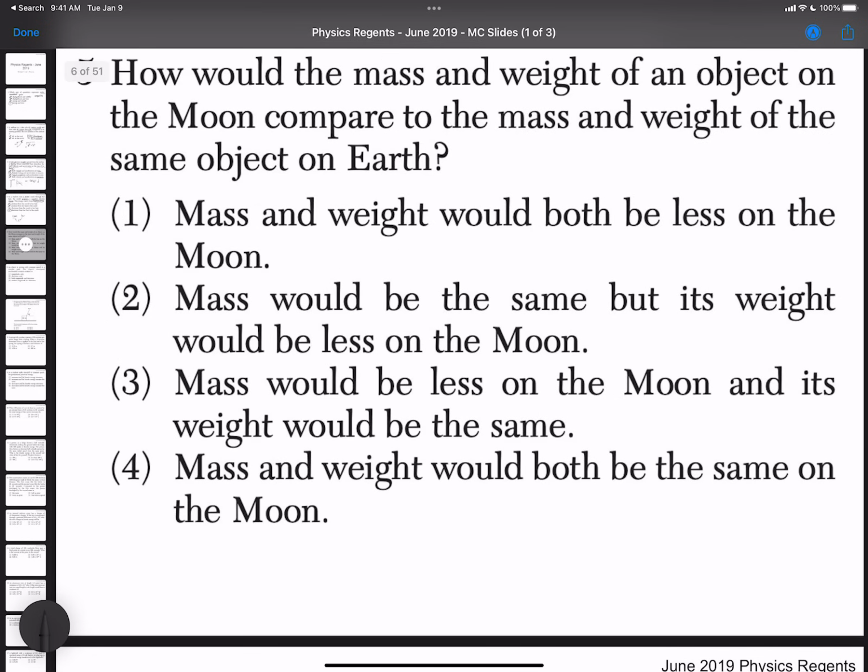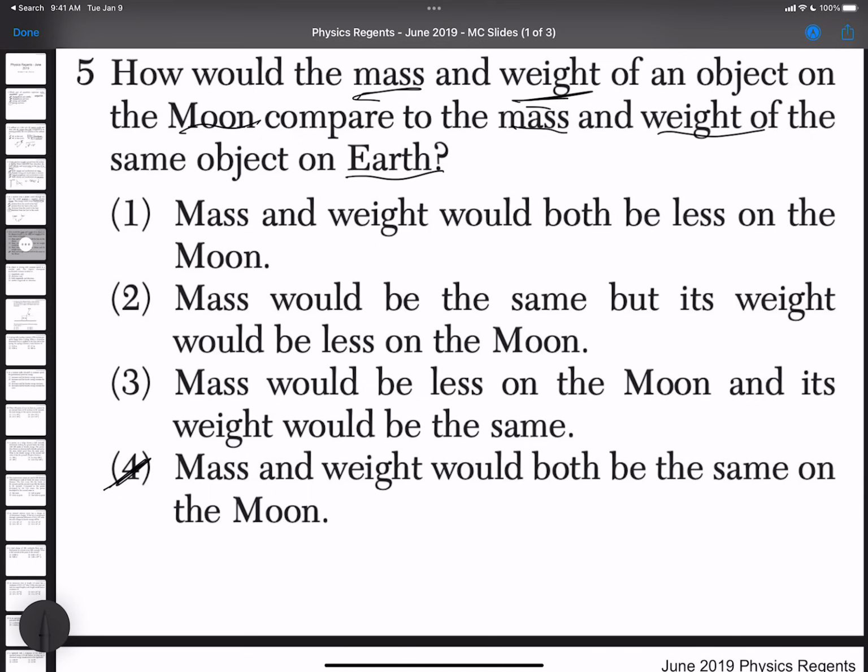Question 5. How would the mass and weight of an object on the moon compare to the mass and weight of the same object on the Earth? Well, one thing we know is that mass and weight measure different things. Mass is a measure of all of the matter that an object has, and weight has to do with the measure of the force of gravity. And we know that gravity on the moon is weaker than gravity on the Earth. So we can eliminate answer choice 4 because we know that those things won't be the same.